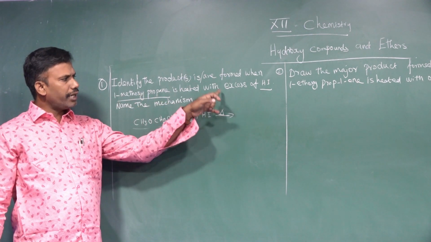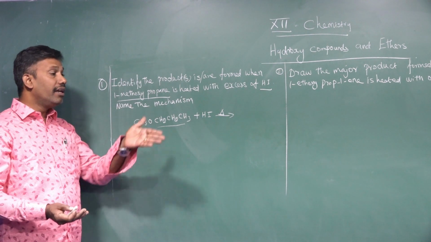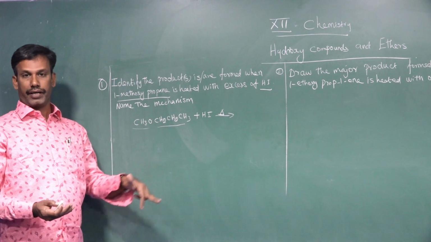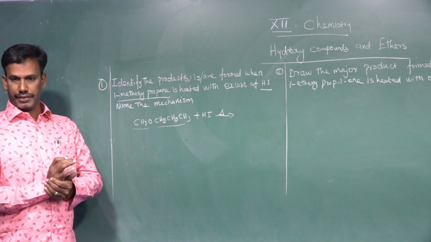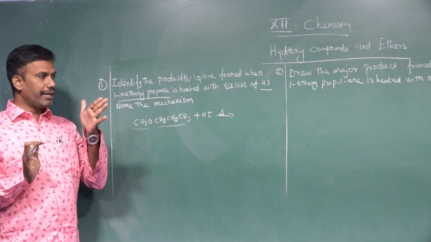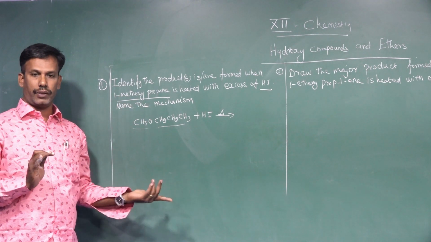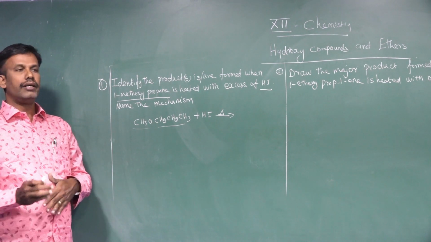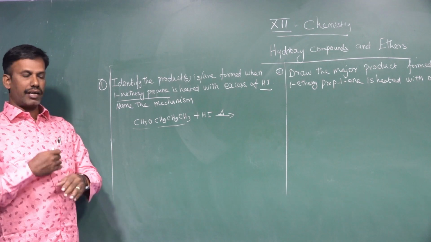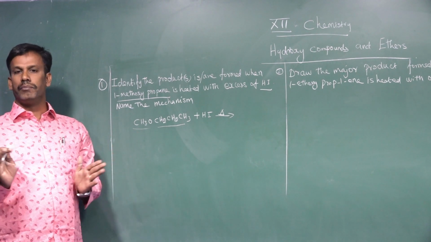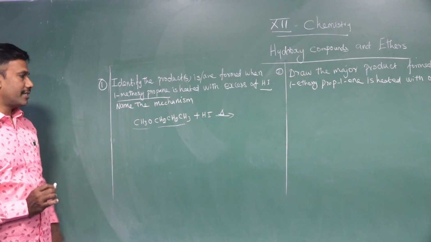But when you take the excess of HI, it will treat the other product also, and finally all will become alkyl iodides. If you take an equivalent amount of HI, the smaller alkyl part will become an alkyl iodide and the remaining part an alcohol. If you take an excess of HI, it completely converts both alkyl groups into iodide and water. See how the reaction takes place.